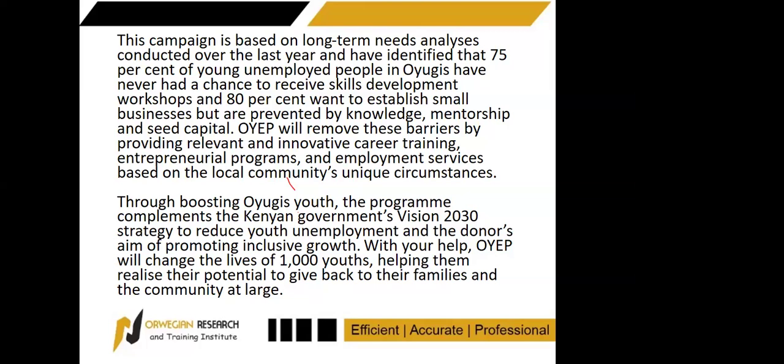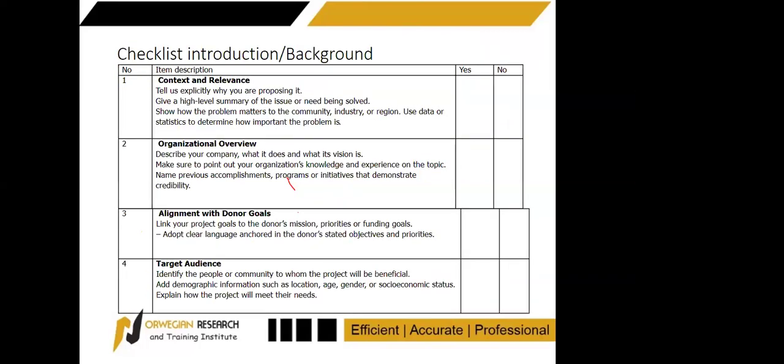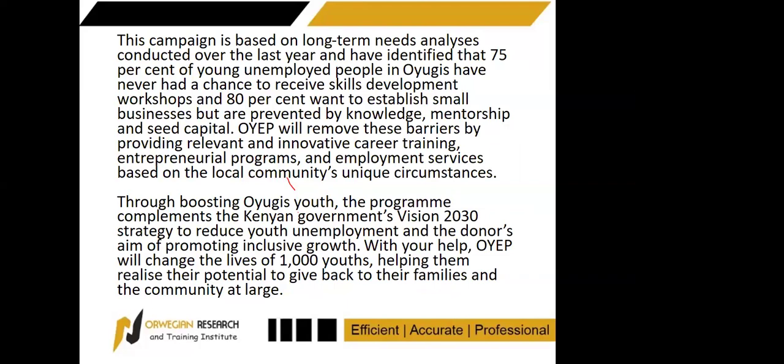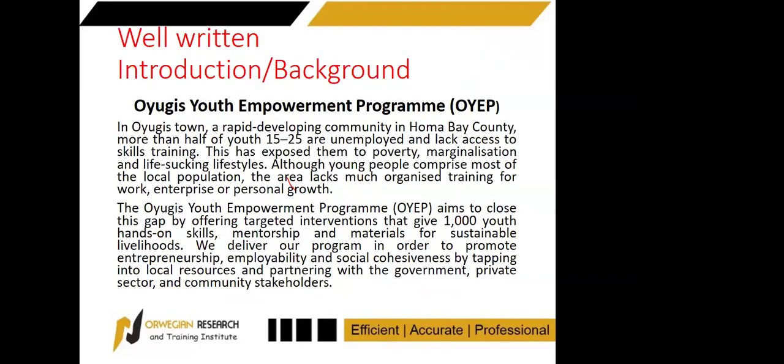Through boosting Oyugi's youth, the program complements the Kenya government Vision 2030. That's now how this particular program is linking to the national goal, strategies to reduce youth unemployment, and the donor aim of promoting inclusive growth. With your help, OYEP will change the lives of 1,000 youth, helping them realize their potential and giving them at least hope again. Okay, that's very, very important. So now, that is a well-written introduction.